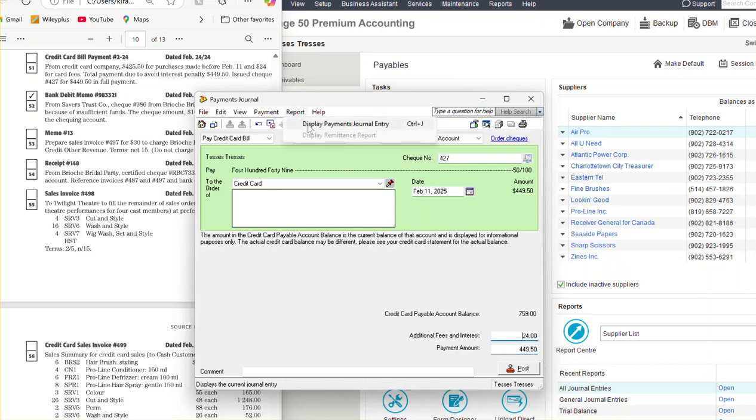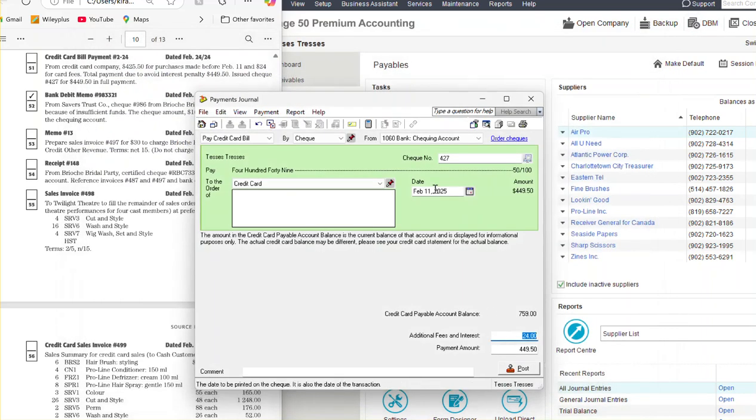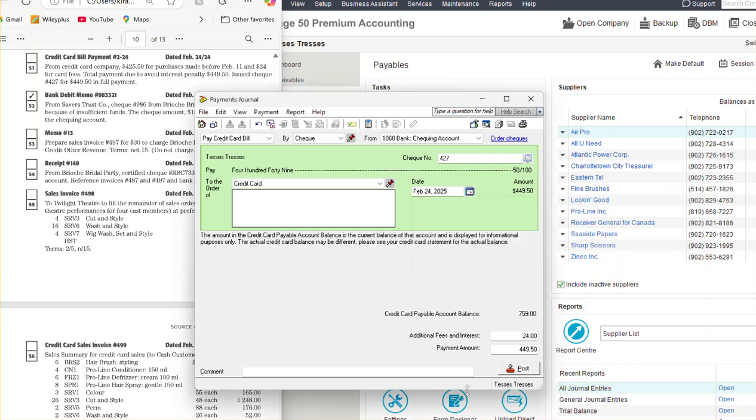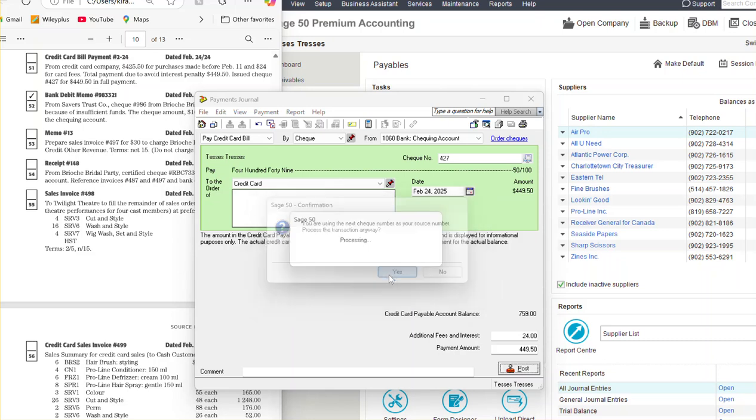So let's see. Sorry. 449. Yeah, the payment should be 449. So this is what your transaction should be, and we are making a payment on the 24th. We owe more, but that's the payment we're making. So let's go further and see what we could do with the rest of the transactions. I will post this transaction. I say using a next check, yes, because they told us to use that.